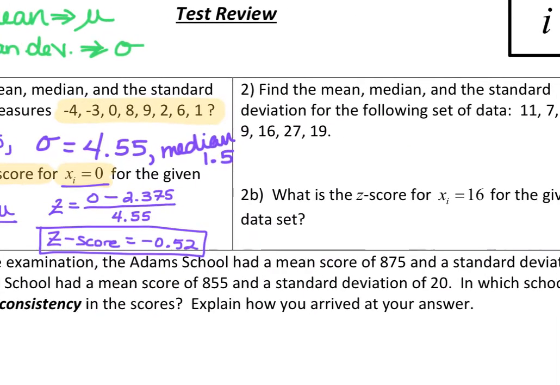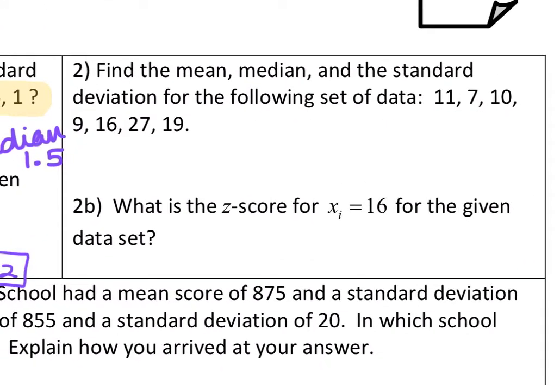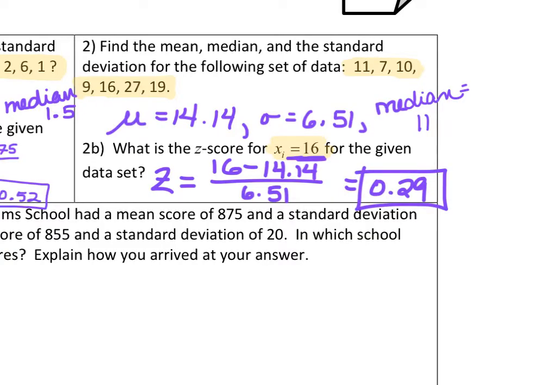So you're going to do the same process for number 2, and what I would recommend is that you pause the video, you clear your calculator and start fresh and type all the data in and do the computations for that and for the z-score in part B, and then turn on the video again and check your answers. So this is what you should have gotten. Mean is 14.14, the standard deviation is 6.51, the median is 11, and the z-score for the data element 16 is 0.29.